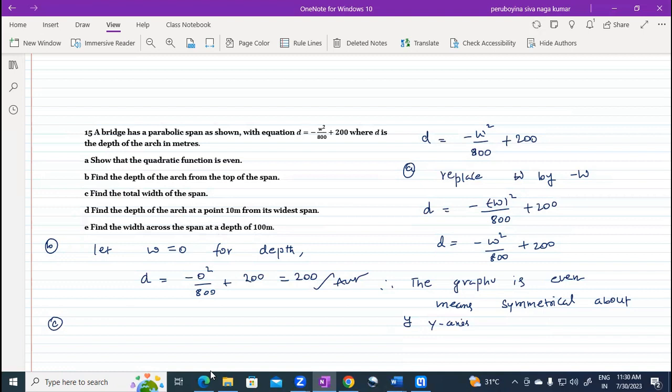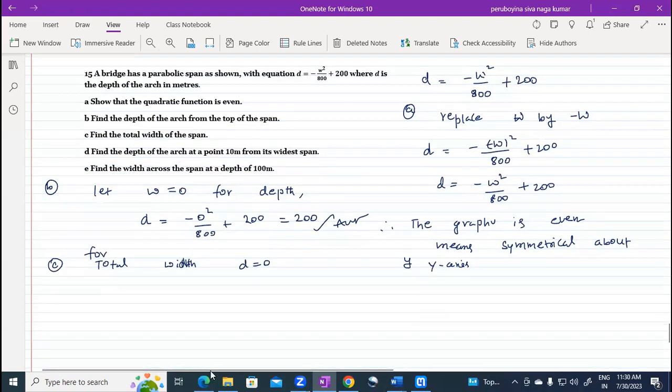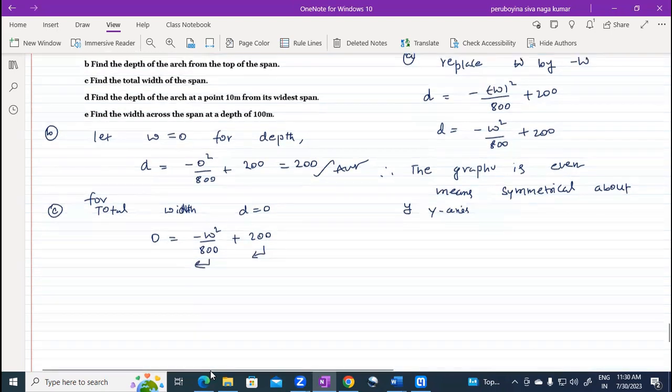Next, C. Find the total width of the span. For total width, depth equal to 0. Then only we can calculate. If depth is 0, that means we reached the ground, right? Depth means height of the bridge. It was 0, that means we reached the ground. So d equal to 0, then the equation becomes minus w square divided by 800 plus 200. You can move this value. Minus becomes positive.